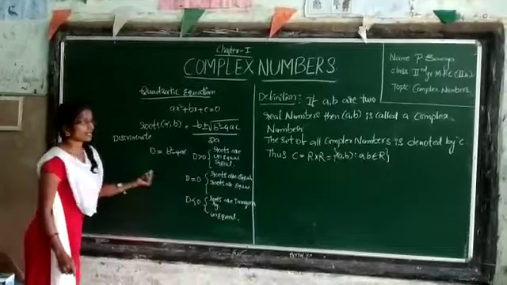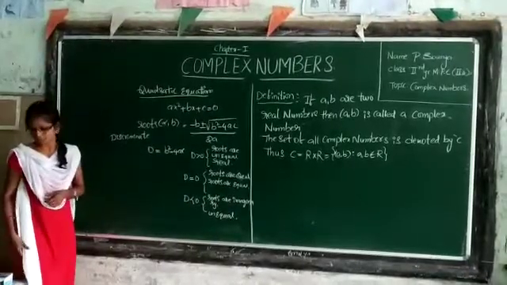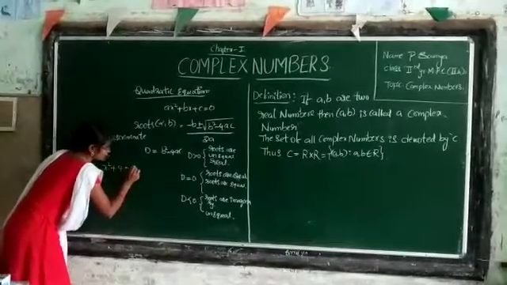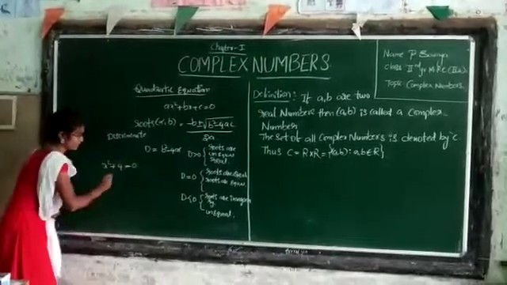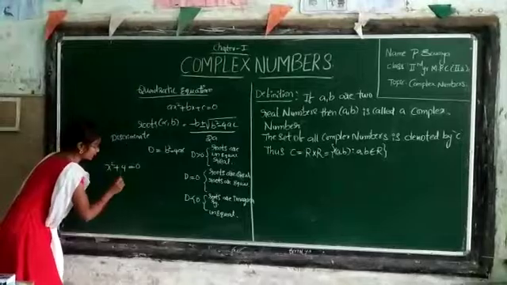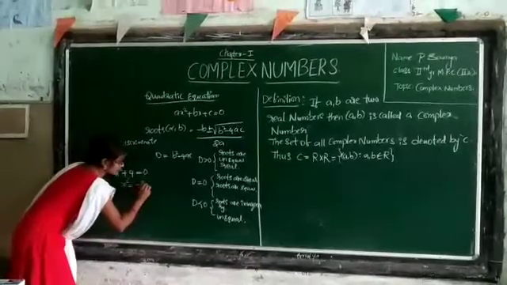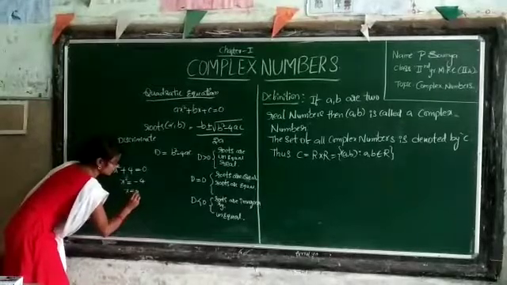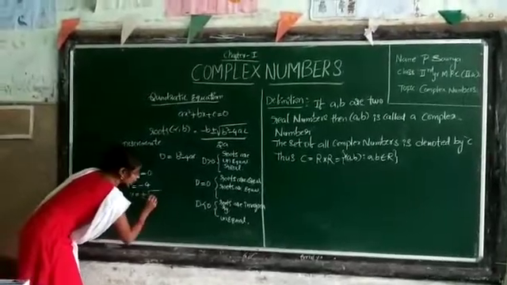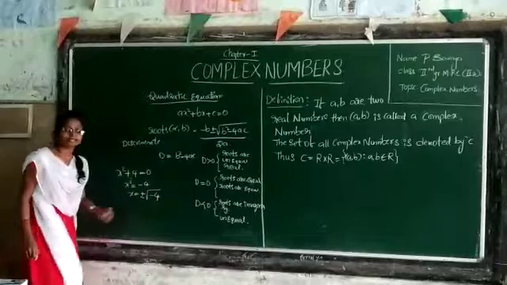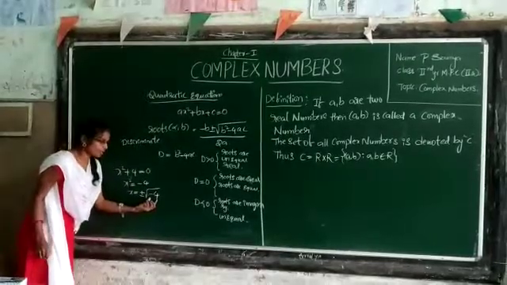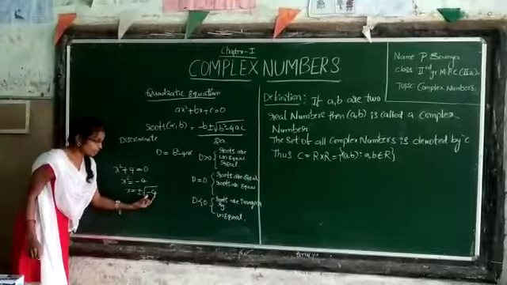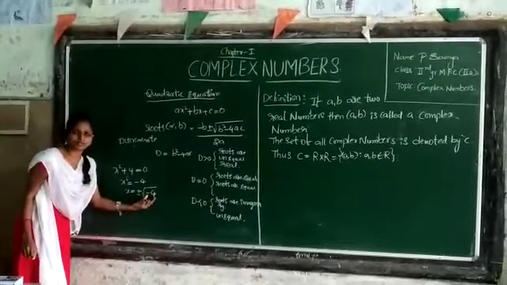So, suppose I am taking one example, that is x square plus 4 equals 0. Take the plus 4 to the right side. That is x square equals minus 4. Remove the square, then what will we get? Plus or minus under root of minus 4. Here the root of 4 we can solve, but here minus 4 is there, so we can't find this root of minus 4.